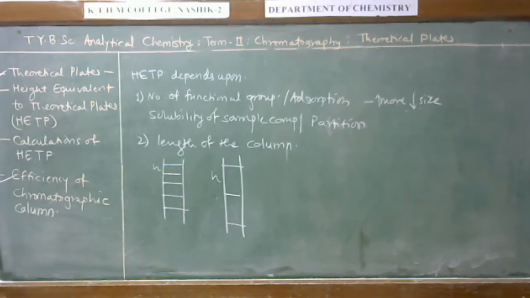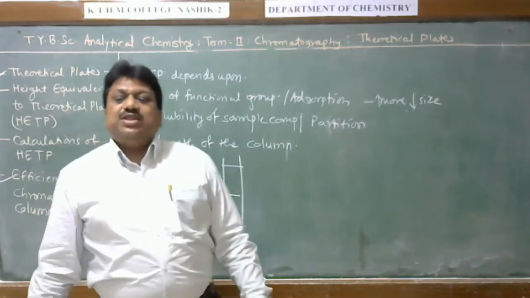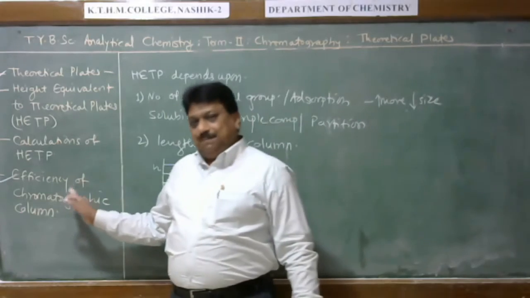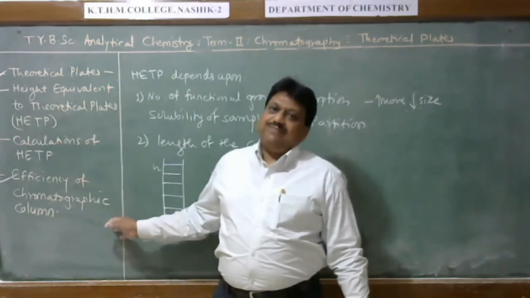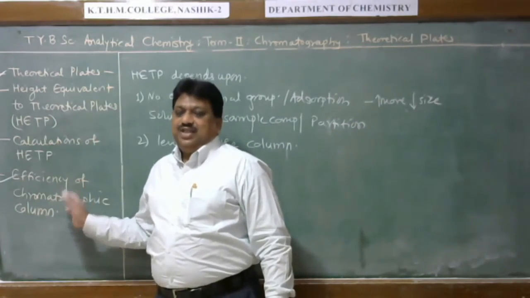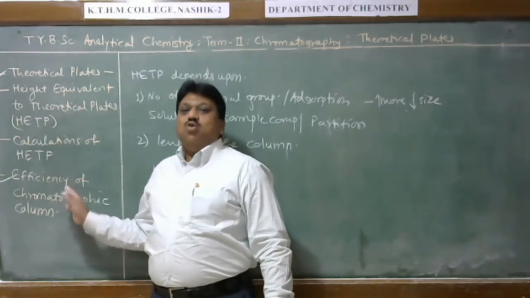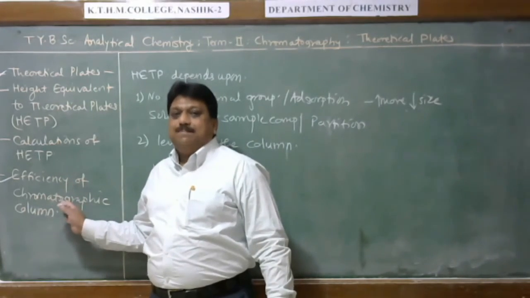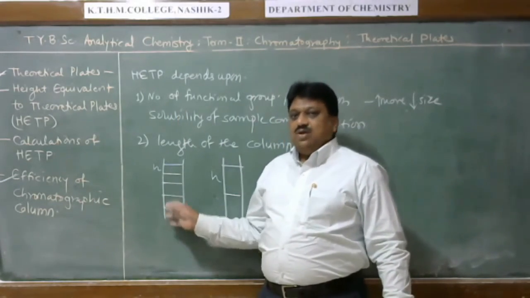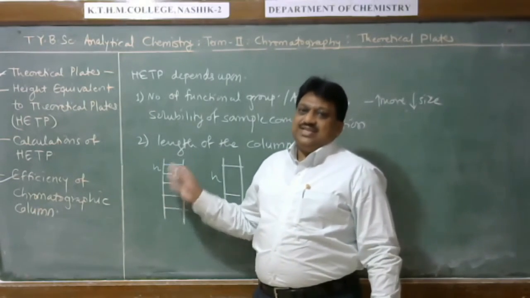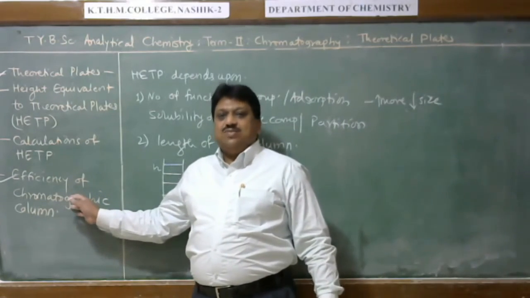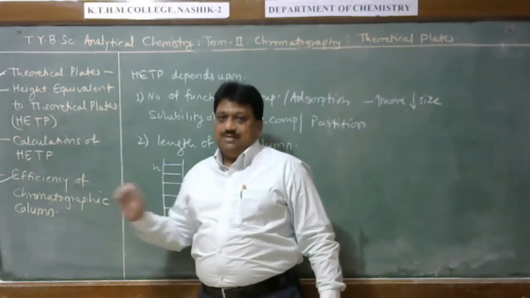Therefore, the efficiency of a chromatographic column depends upon the number of theoretical plates present in the column. If the column has more theoretical plates, then the efficiency of the chromatographic column is more. Efficiency means capacity to separate. Therefore, a particular column has more capacity to separate two or more sample components if the number of theoretical plates in that column is more. The more the theoretical plates, the more is the distribution and redistribution equilibrium, and the more is the efficiency of separation of that chromatographic column.